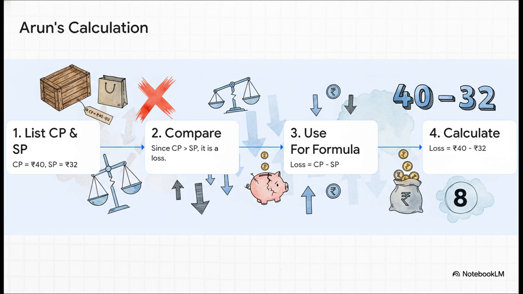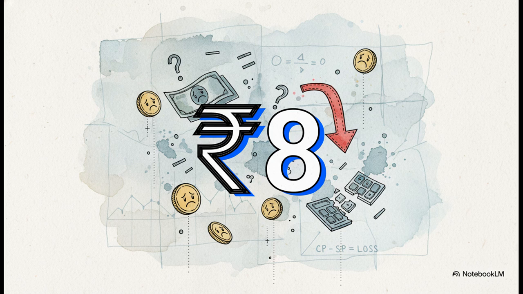So we use our loss formula, cost price minus selling price. That gives us 40 minus 32. And that leaves us with 8 rupees. So Arun had a loss of 8 rupees on the notebook. See how that works? It's the same simple subtraction, you just have to pick the right formula based on which number is bigger to start with.